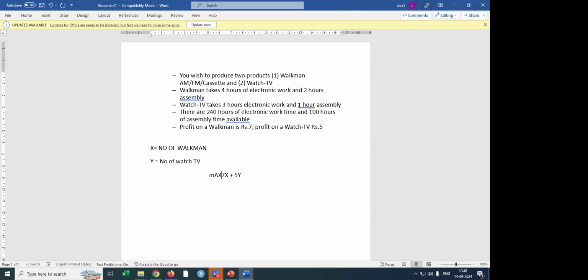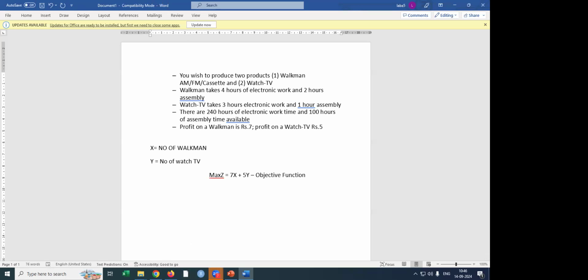That is the max z is equal to. This is known as the objective function, we call it. Max z is equal to 7x plus 5y. So the company will earn a profit of 7x plus 5y. Is there any confusion? If you are clear about it, yes, 7x plus 5y. Absolutely correct. So this is our objective function.